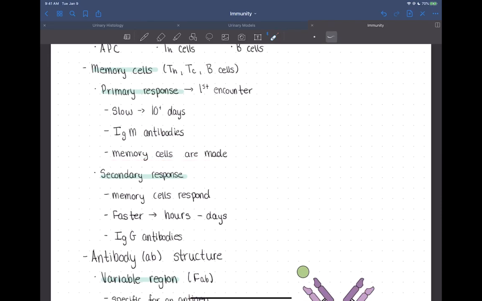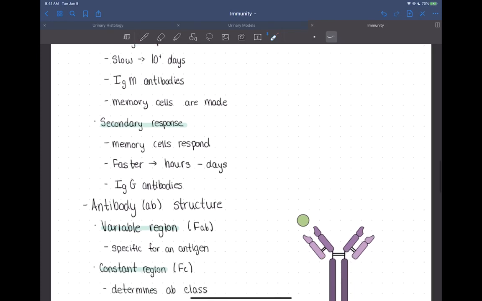So the function of the memory cells is to speed up the response the next time you encounter that pathogen. So the next time you encounter chicken pox, you don't actually break out with the itchy chicken pox, because those memory cells are there and they're going to eliminate that new threat immediately.